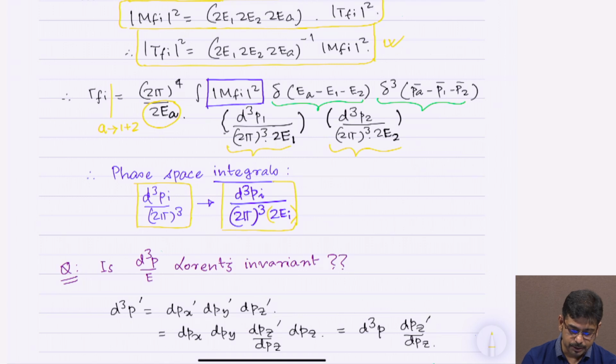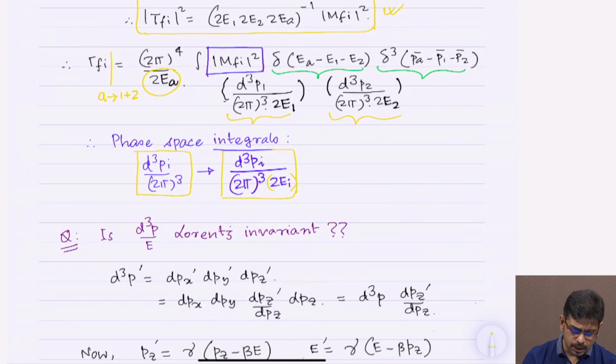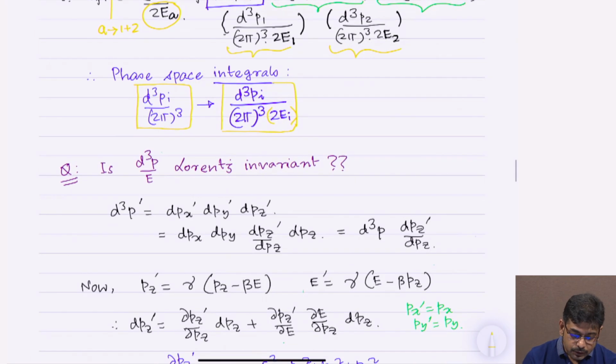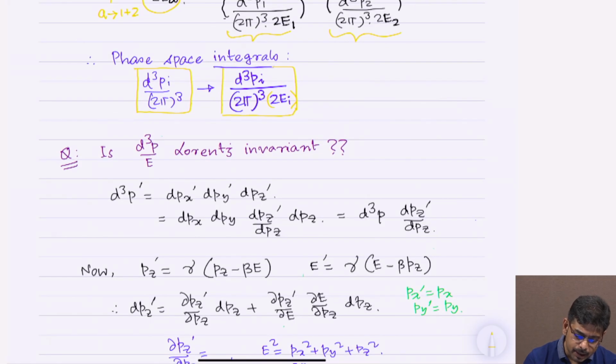Now the question that we are going to evaluate is whether this factor of d^3p by E is Lorentz invariant. Can we explicitly calculate and see whether this is really true? The answer is yes, we can do that. So what is d^3p prime? d^3p prime is dpx prime, dpy prime, dpz prime.